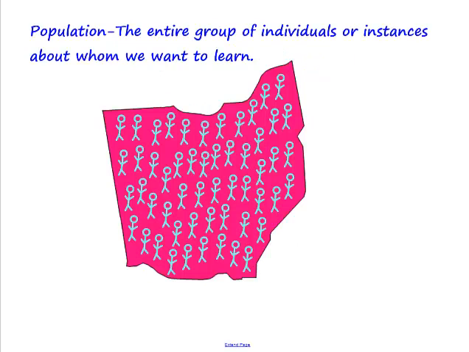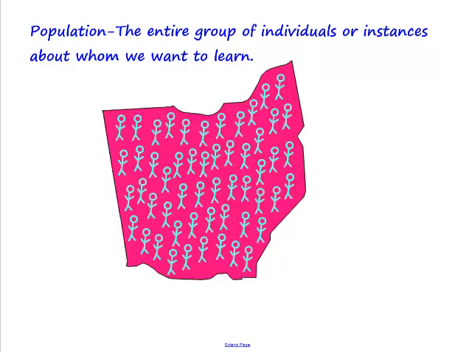The first term we are going to talk about is population. Population is data collected from all possible subjects or items that we are interested in. Data collected from everything or everyone. Sometimes this might be called a census. So a population is the entire group of individuals or instances from whom we want to learn.